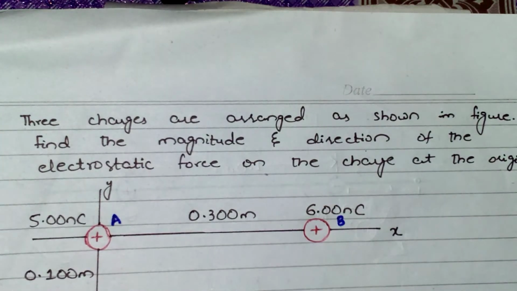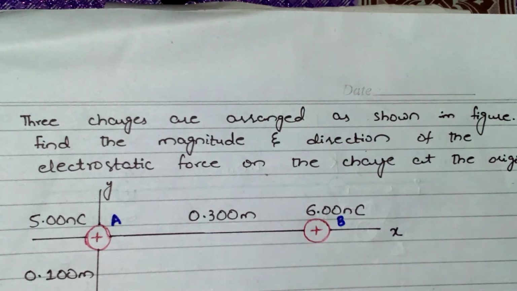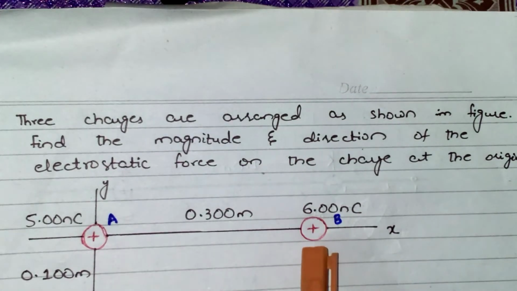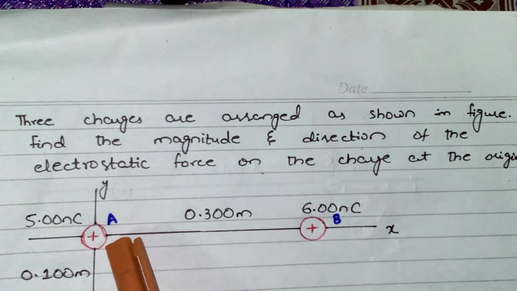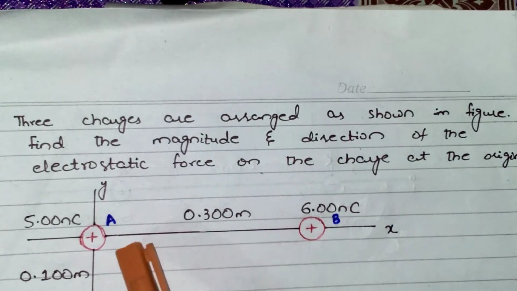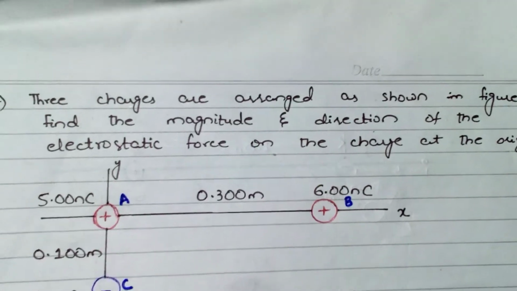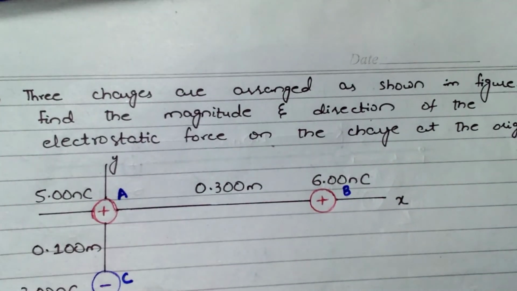But before that, we need to know how many forces are actually acting on charge A. So there are two forces acting on charge A. The first force is the force that charge B is exerting on charge A. We will call that force FBA. And the second force is the force that charge C is exerting on A. We will call that force FCA.